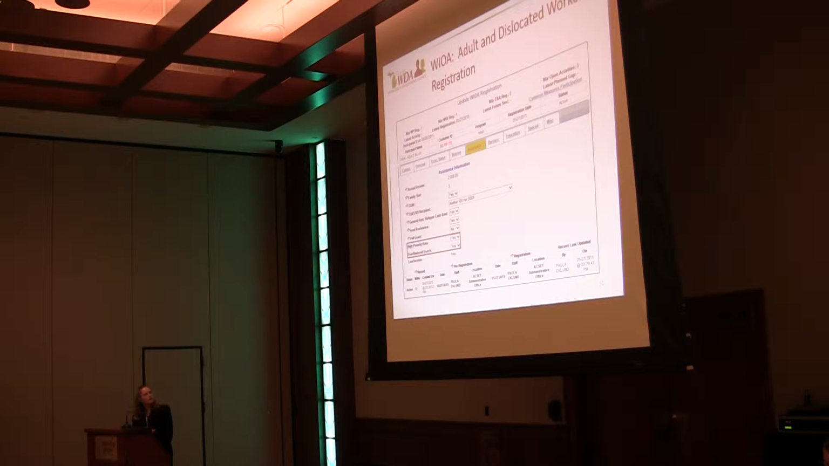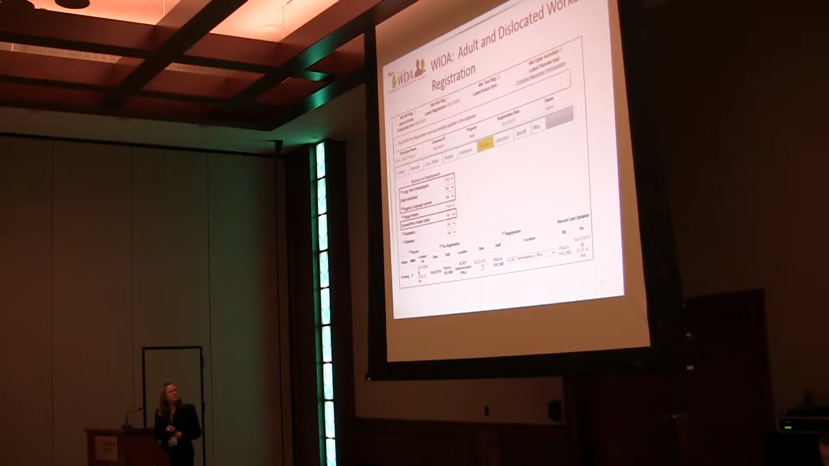Now for adult and dislocated worker, there are 2 new fields under the assistance tab. They are both optional fields, but the first one is called high poverty area, and that's a yes/no indicator. And then the next one is a free/reduced lunch, and again, that's a yes/no indicator. And then next is barriers.